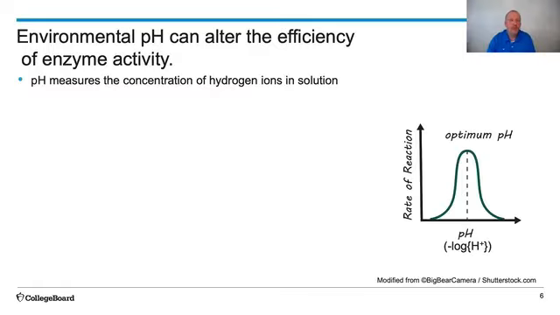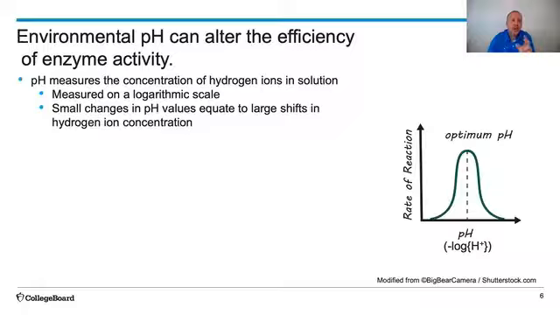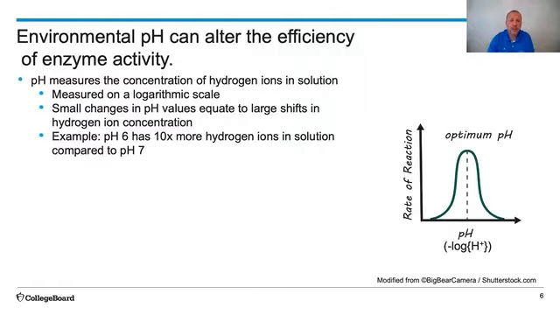So what about pH? pH measures the concentration of hydrogen ions in a solution. It is measured on a logarithmic scale. A logarithmic scale, or log scale, is a way of displaying numerical data over a very wide range of values in a compact way. So, small changes in pH values equate to large shifts in hydrogen ion concentrations. For example, a pH of 6 has 10 times more hydrogen ions in solution compared to pH 7.